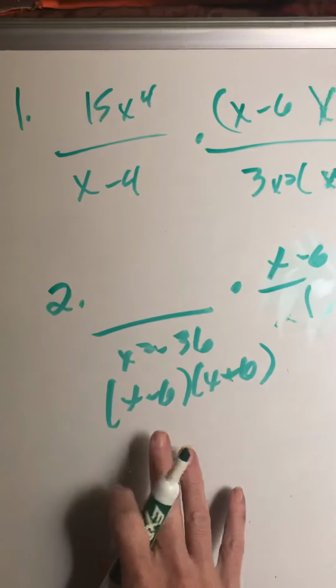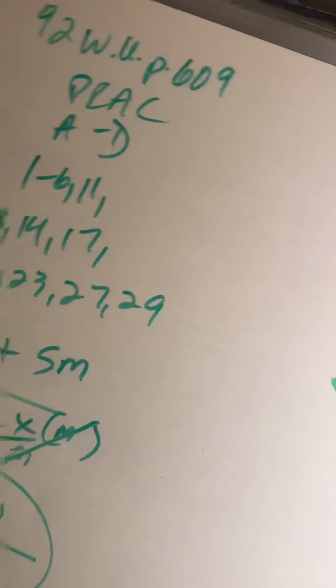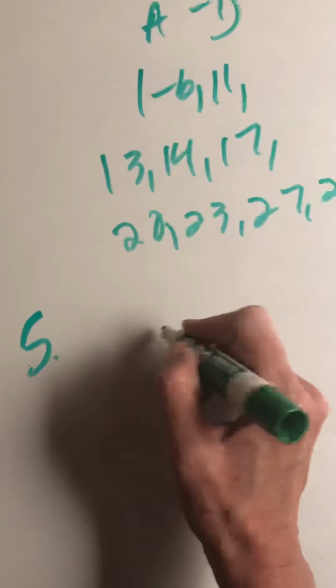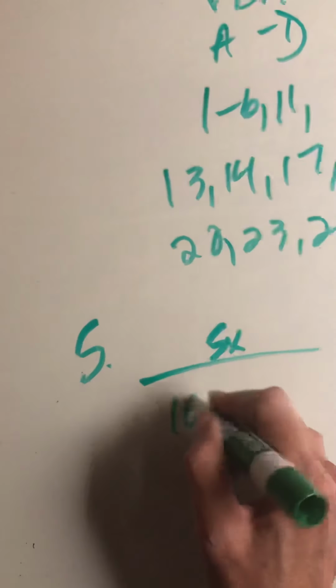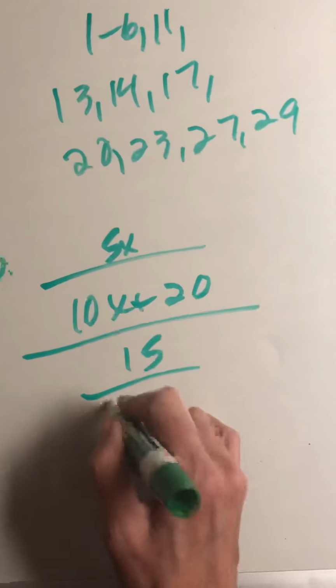Okay, and then let's see. I want to do number 5 with you. Number 5, you've got 5x over 10x plus 20, and you're dividing it by 15 over x plus 2.